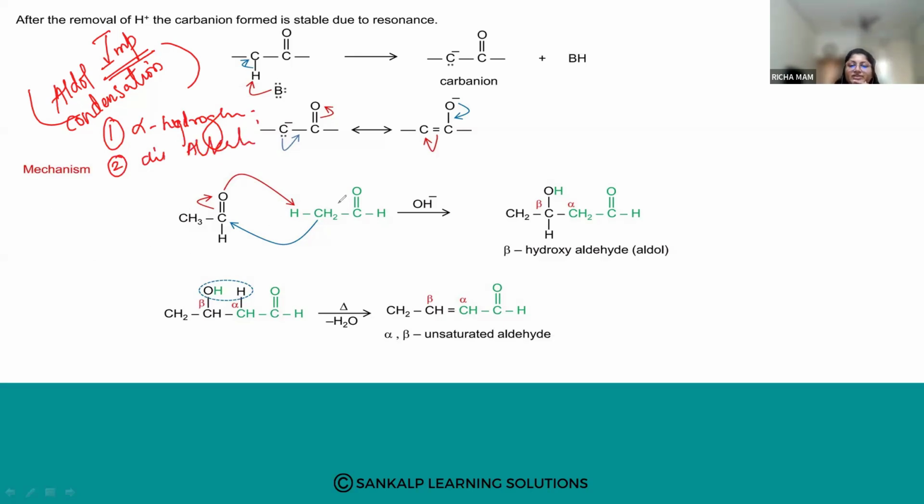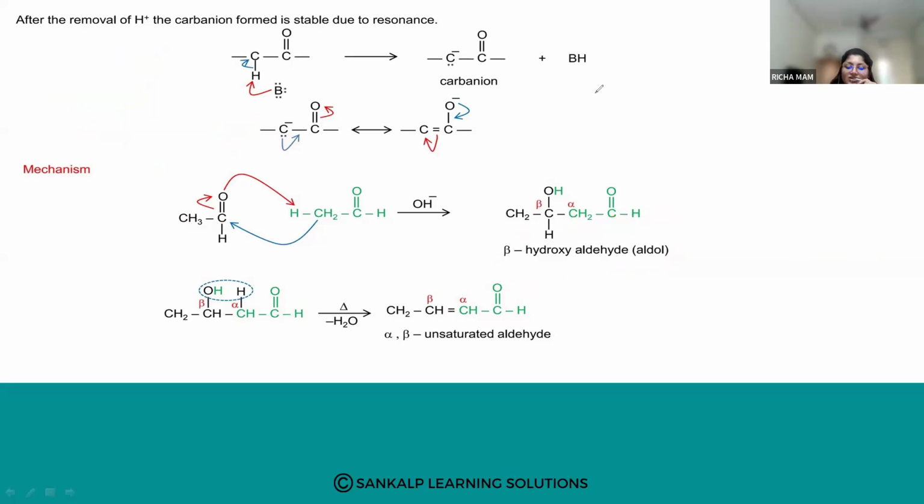And what does it form? It forms a beta hydroxyaldehyde, or if it is a ketone, it forms a beta hydroxy ketone. If it is an aldehyde, it is called aldol. If it is a ketone, we call it ketol. And this reaction is called the aldol condensation.